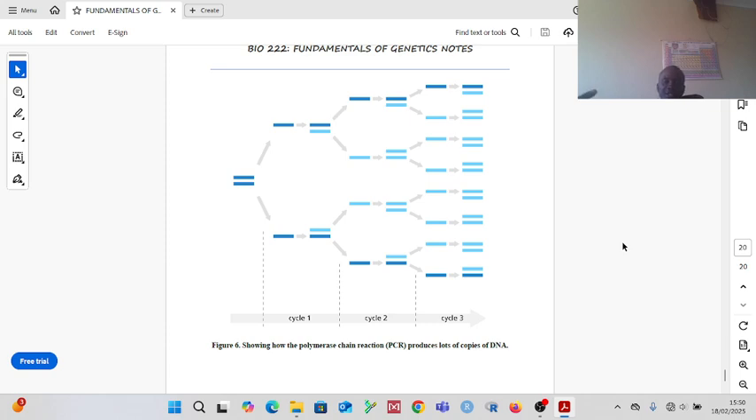5 requirements: the DNA sequence of interest, that's 1. 2, you need primers. 3, you need an enzyme, which we are calling the Taq polymerase. Then 4, you need the building blocks, the DNA nucleotide bases. Then 5, you need a buffer. Because this is a process that is led, directed, catalyzed by an enzyme, we need to ensure that the enzyme has its conditions at the optimal level. So that's why we are putting in the buffer.